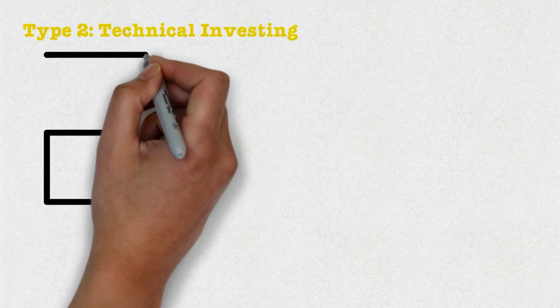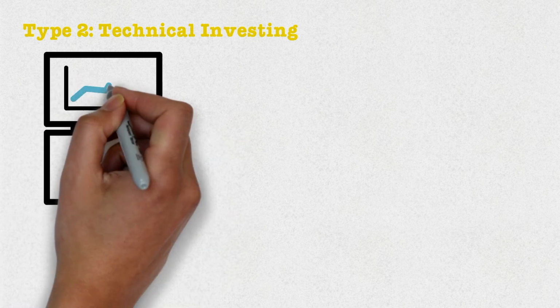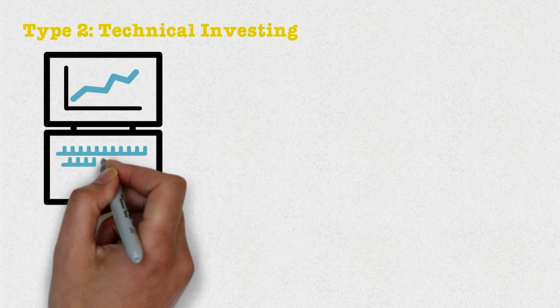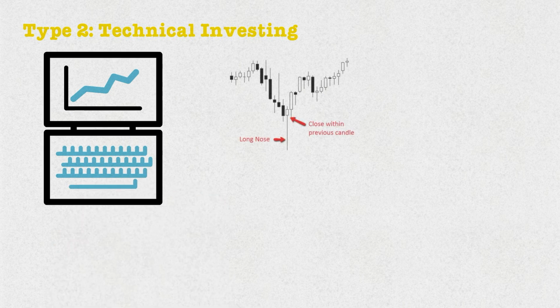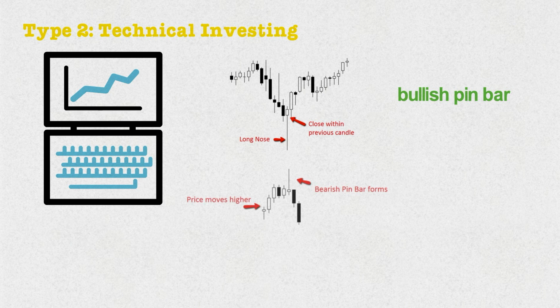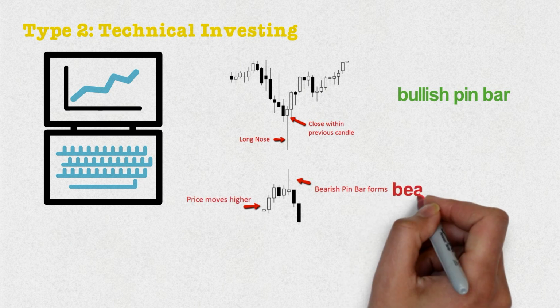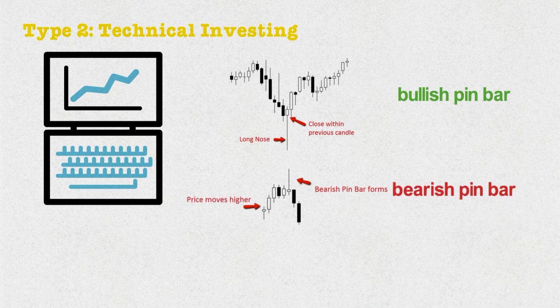Type 2. Technical investing. These people focus on stock charts and don't care about news or financial reports. One of the most popular charts is the candlestick chart. For example, a candle with a short body and a longer lower shadow is a bullish pin bar, which signals that a stock is nearing the bottom in a downtrend. On the contrary, if the long tail is facing up, it forms a bearish pin bar, which means that the strength of short selling is back in control.